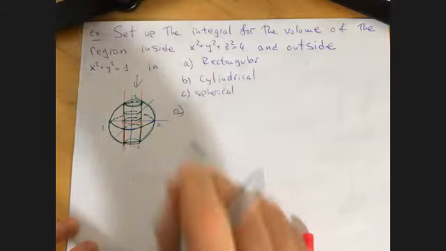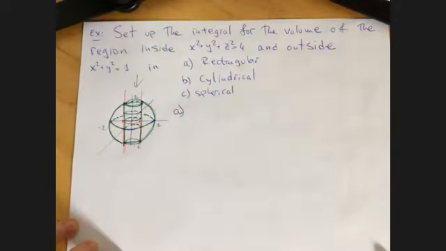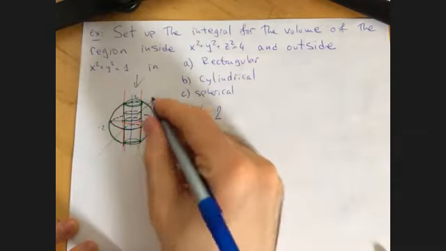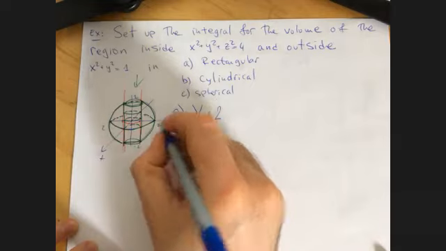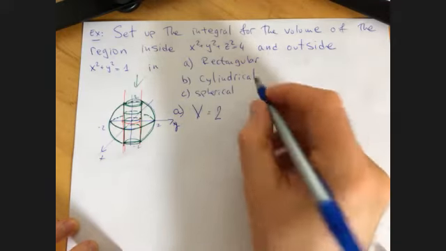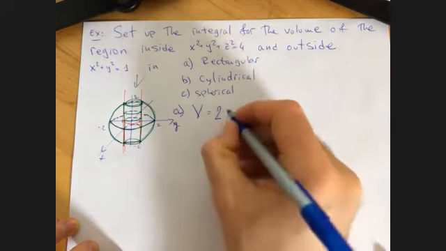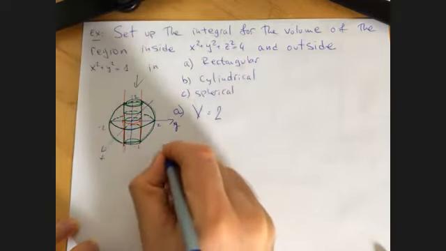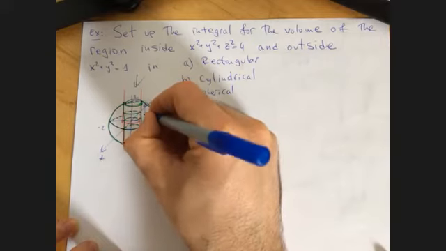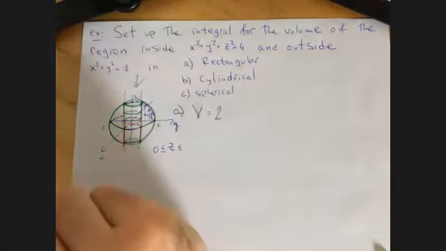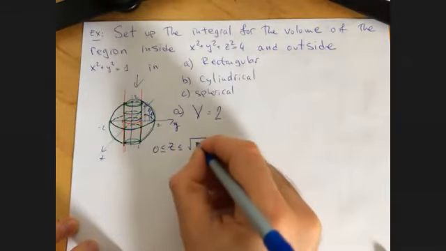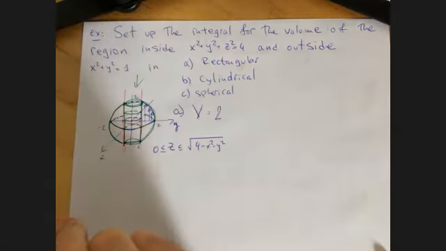So in part a, all the volumes I'm going to evaluate as the volume above the xy plane, because the symmetry is obvious. So in rectangular coordinates, z goes from 0 to its upper bound. What is its upper bound? Its upper bound is the sphere. From here, how much is z? That's the square root of 4 minus x squared minus y squared.